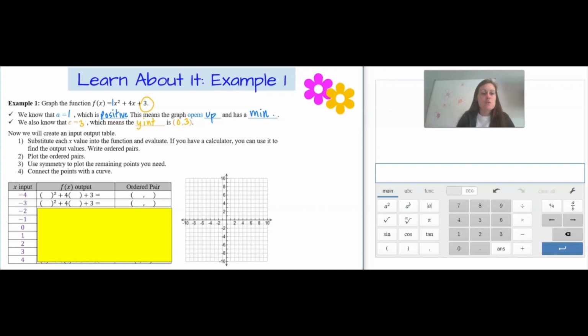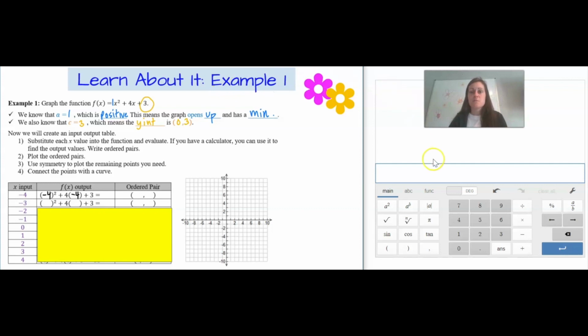Now what we're going to do is create an input-output table so that we can see a picture of the graph more completely. Just knowing whether it opens up or down and the y-intercept isn't enough. So to create the input-output table, we're going to substitute all of these input values into our function to get an output. In this first example, if my input is -4, everywhere there is an x, I'm going to replace that with a -4, and then I'm going to evaluate that expression.